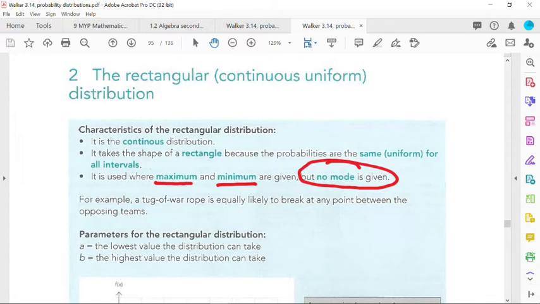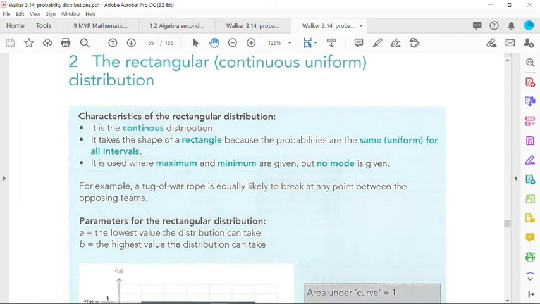All right? So let's talk a little bit about the pieces of this. They give us an example. A tug-of-war rope is equally likely to break at any point between the opposing teams, right? So you have a piece of rope stretched between two teams, and it's equally likely to break at any point along that distribution. So we've got a straight line distribution, right? Do they usually do tug-of-war on the ground? No. It's held in the air, right? So from the ground to the top of the rope makes a rectangular shape. So the distribution of this will be a rectangle.